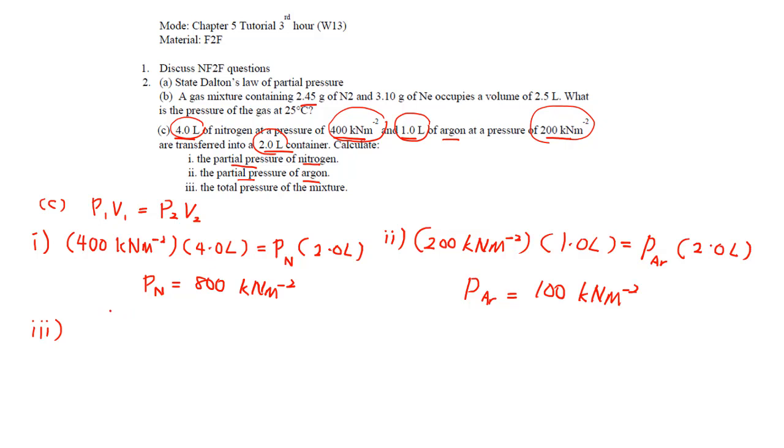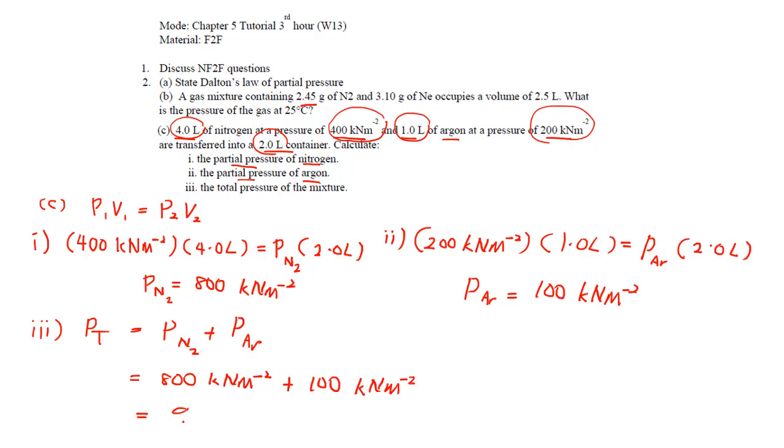So the total pressure will be the partial pressure of nitrogen plus the partial pressure of argon. Here nitrogen gas is N2. The partial pressure of nitrogen gas is 800 and argon is 100 kilonewton per meter square. So this should give you 900 kilonewton per meter square.